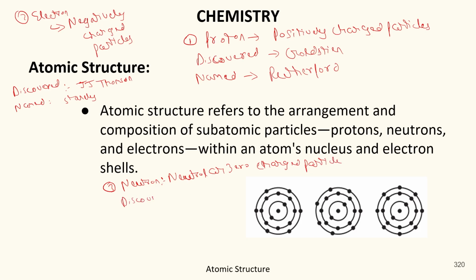It was discovered by James Chadwick and was also named by James Chadwick. Got it? So protons are basically the positively charged particles discovered by Goldstein, named by Rutherford, whereas neutrons are the neutral or zero charge particles discovered and named by James Chadwick. Whereas electrons are the negatively charged particles discovered by J.J. Thomson and named by Stanley.